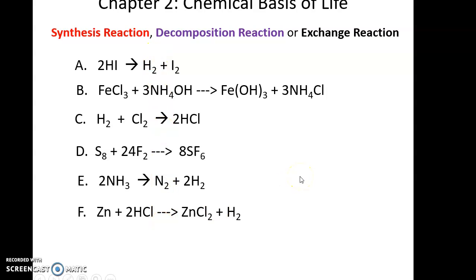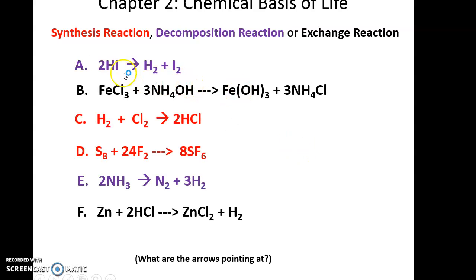All right, here are some chemical reactions. Take a moment, pause the video, and determine which of these are synthesis reactions, which of these are decomposition reactions, and which of these are exchange reactions. So again, take a moment to do this. All right, since you can pause the video, I'm moving on.